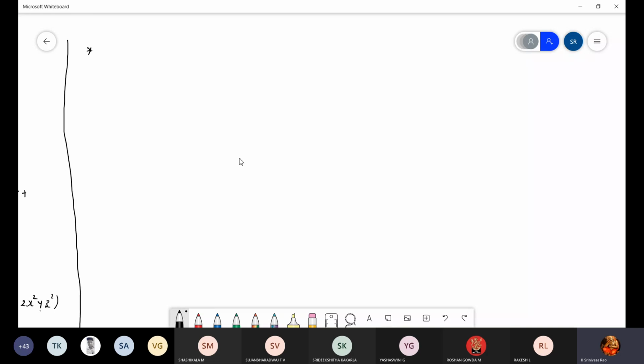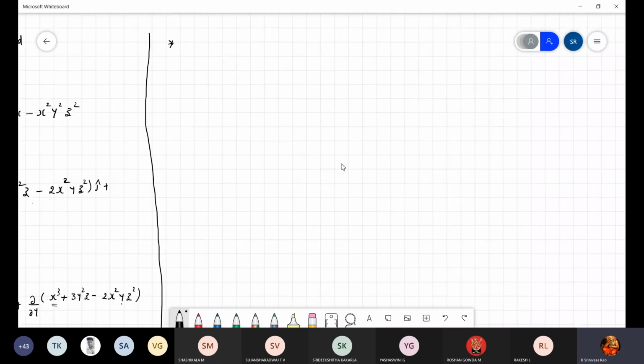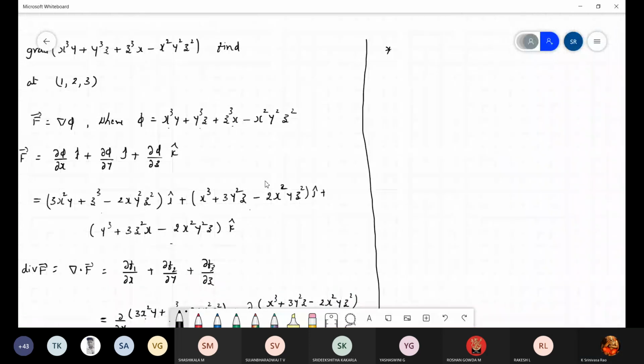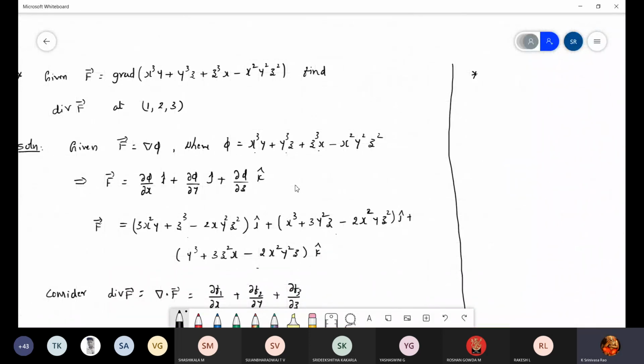Will you calculate the same problem instead of going with the next problem? Will you calculate curl f? Okay, let me complete that. If they ask curl f, actually it is not there. Better you take that also. Find div f and curl f also. Okay, calculate that.